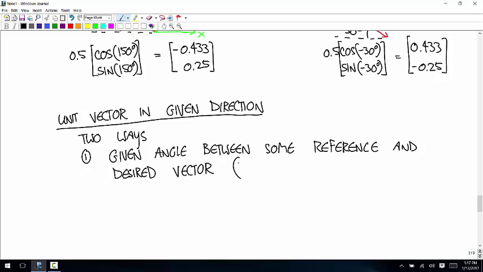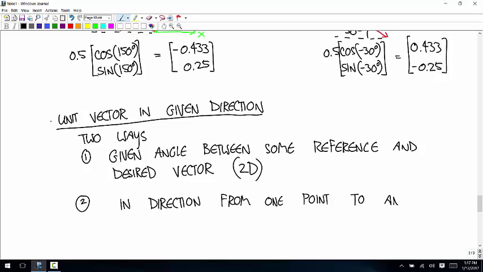This is only useful in 2D. In 3D, you don't want to mess around with this. You'll just spend a lot of time you don't need to. It can get really complicated. The other one is in the direction from one point to another. And this one is useful in 2D and 3D.